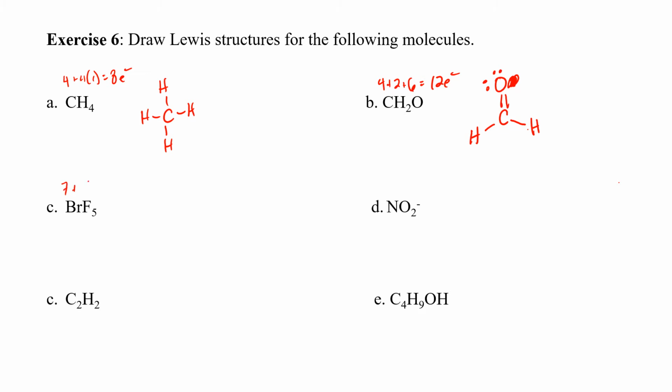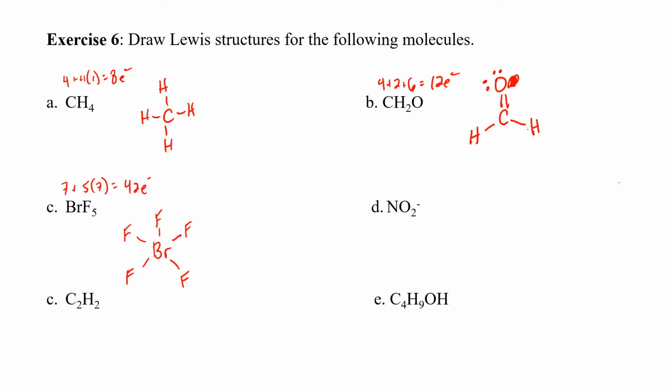BrF5, we have 7 plus 5 times 7, so that equals 42 electrons. Bromine is less electronegative, and hopefully you're seeing the pattern here. When you only have one of a particular atom, that's the one that goes in the center. I arrange everything around the central atom connecting with a single bond. That's step 2. Step 3 is we're going to distribute the remaining electrons to the exterior atoms.